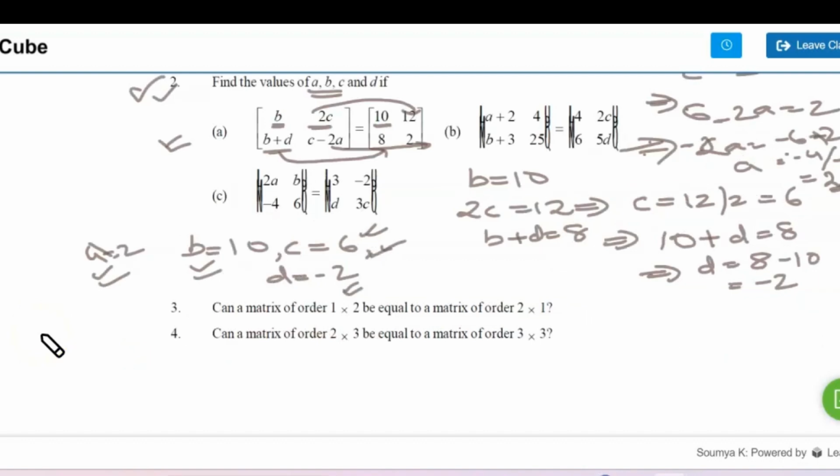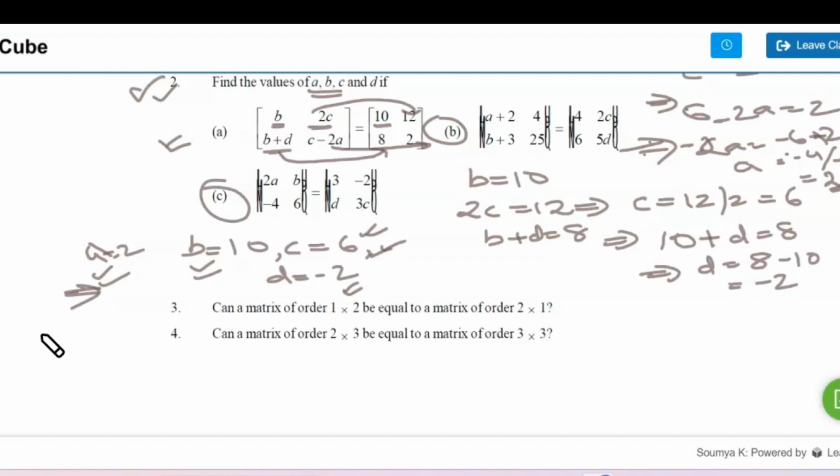Solution of the second question, A, B, C and D values are displayed here. Now similarly, you have to do the other questions, B and C part. Okay, so the same method you have to use and solve for the linear equation. That is what you have to do in this type of question.